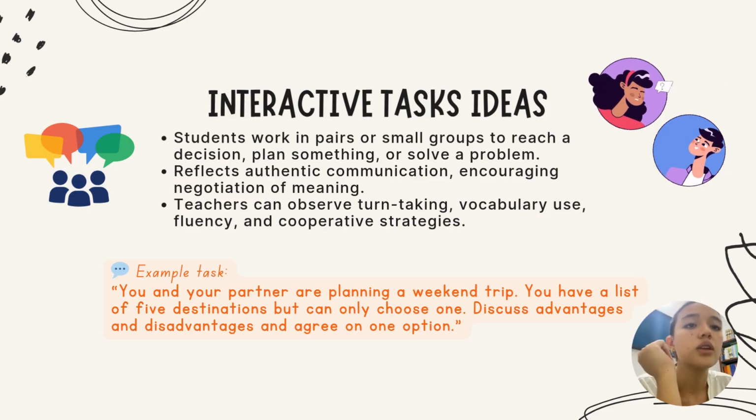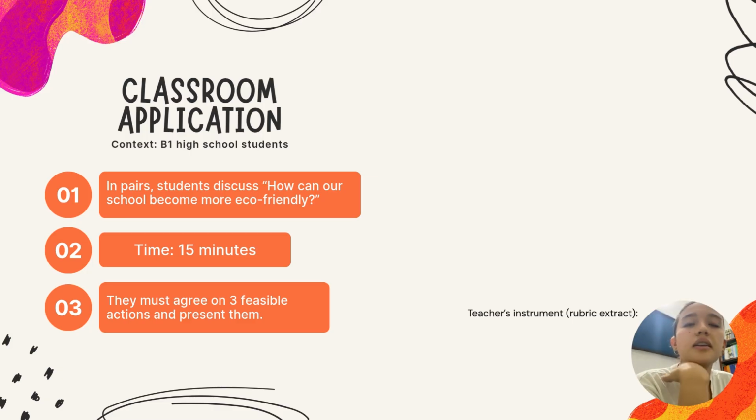That's the example. Next, this is a clear example of a classroom application, a practical example in the context of B1 high school students. The task is in pairs: the students must discuss how our school can become more eco-friendly. They have 15 minutes to talk about it, and then they must agree on three feasible actions that they must present to the class.